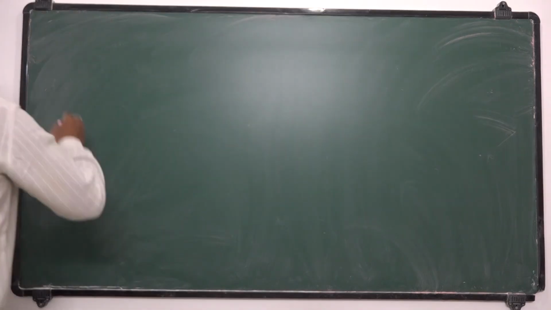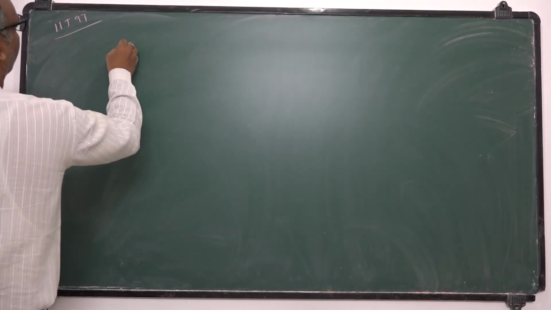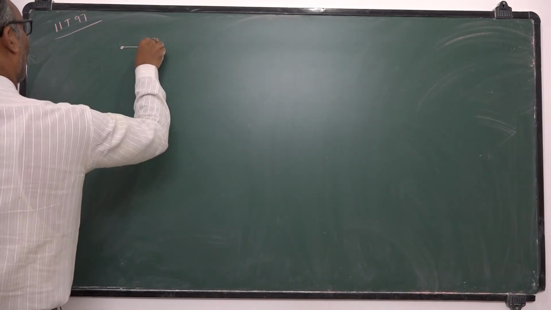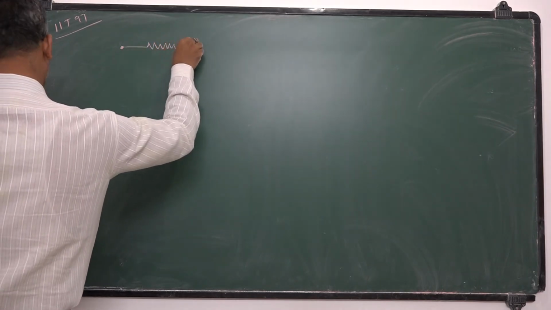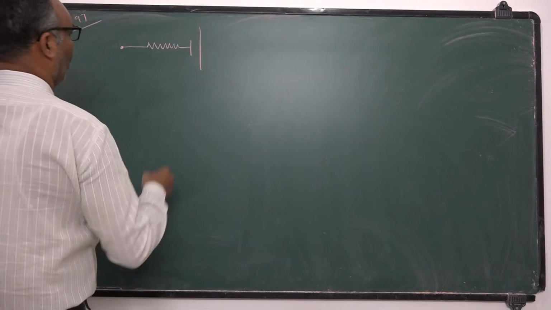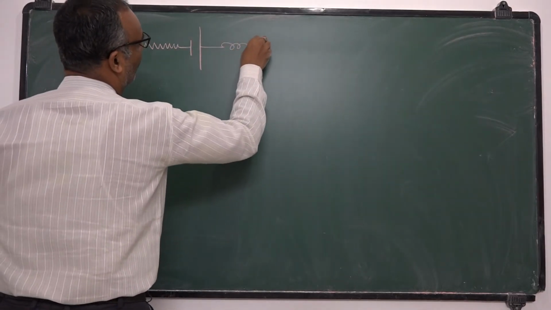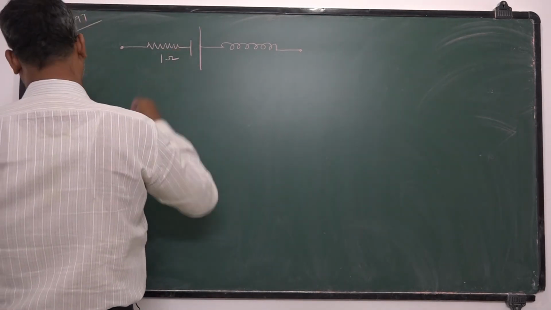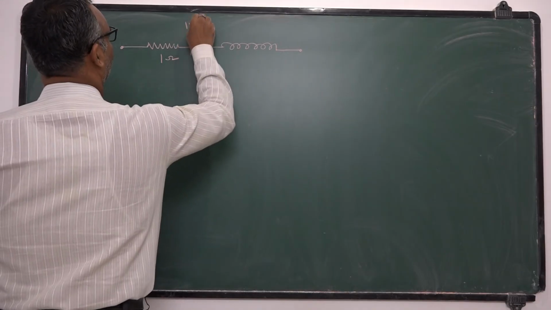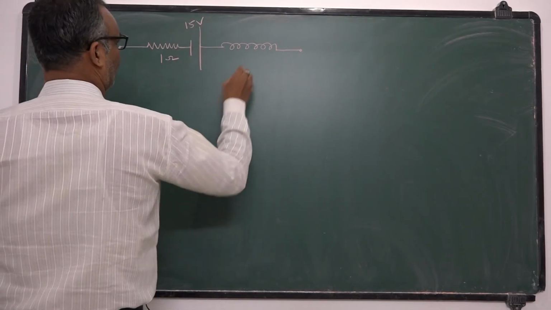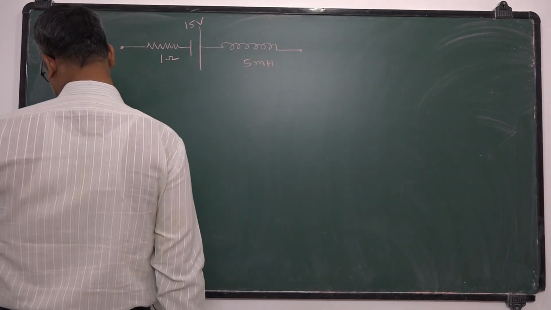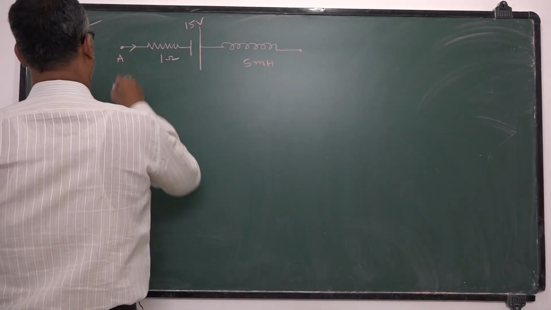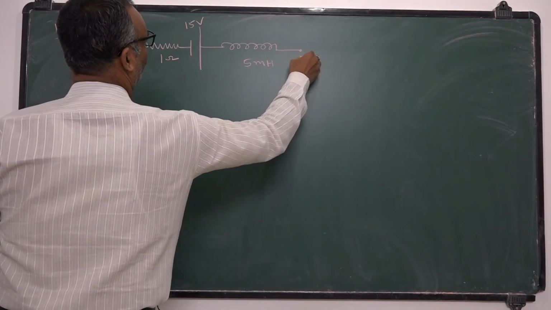One more question, IIT 97. This is a question having a resistor and a cell along with an inductor. This is a part of a circuit given. This resistor is having 1 ohm resistance. This cell is having 15 volts and this inductor is having 5 millihenry. And here the current is going from A to B.